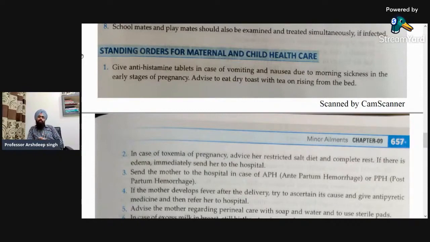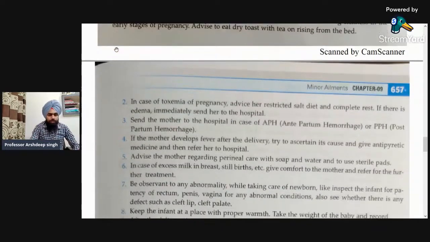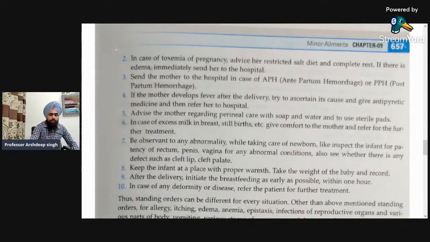Okay. So, what are the various standing orders for the maternal and child health care? How can we perform them? First of all, give antihistamine tablets in case of vomiting and nausea due to morning sickness. In the stages of pregnancy, the female can feel nausea or vomiting, so we have to give antihistamines to manage that condition. Okay. Second, in case of toxemia of pregnancy, advise her restricted salt diet and complete rest. And if there is edema, immediately send her to the hospital.